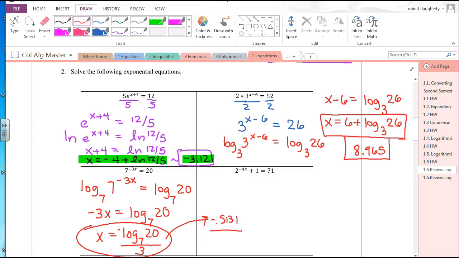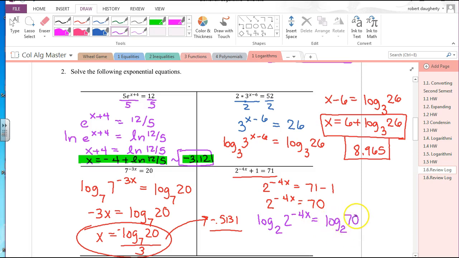Let's look at this one: 2 to the negative 4x plus 1 equals 71. I want that exponential part by itself. So 2 to the minus 4x equals 71 minus 1, so 2 to the minus 4x equals 70. In order to solve this, I will take the log base 2 of both sides of this equation. The reason I take the log base 2 is the left side simplifies.